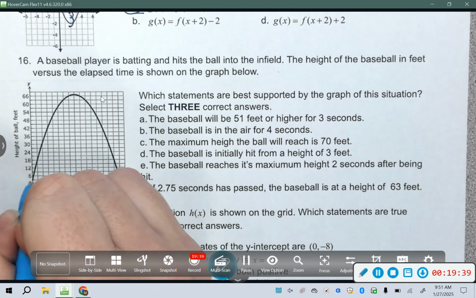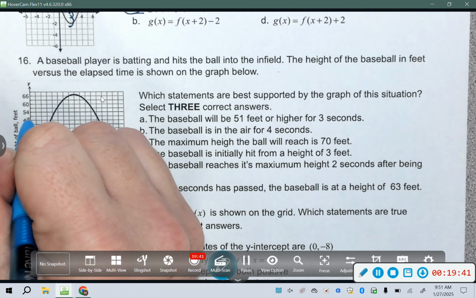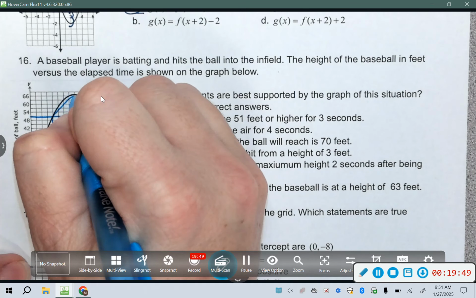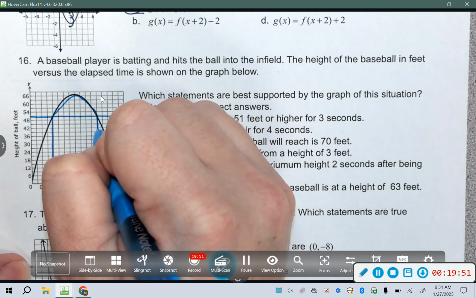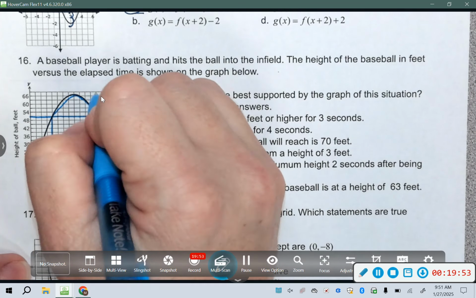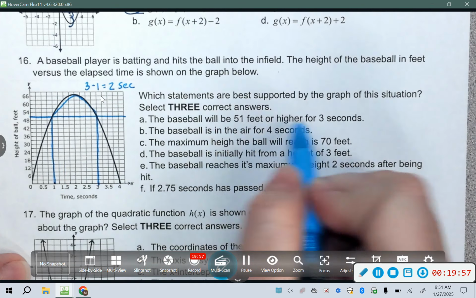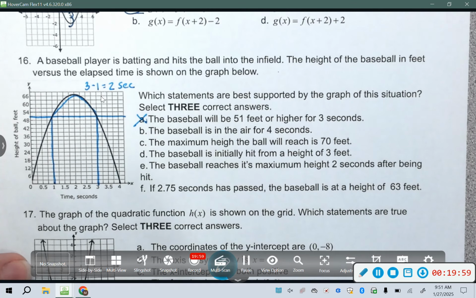So it's counted by threes here. So 48, 49, 50, 51. This is 51. So it hits 51 feet at 1 second, and it's over 51 feet until 3 seconds. So from 1 to 3, 3 minus 1 is only 2 seconds. This says for 3 seconds, so that is wrong.